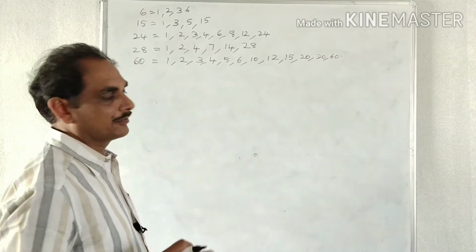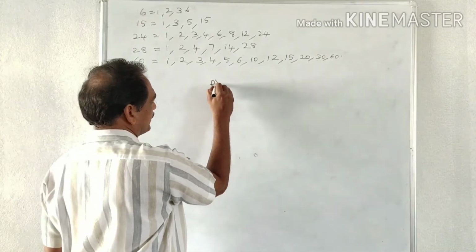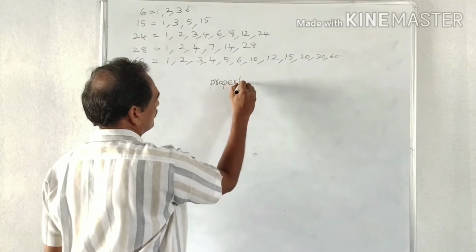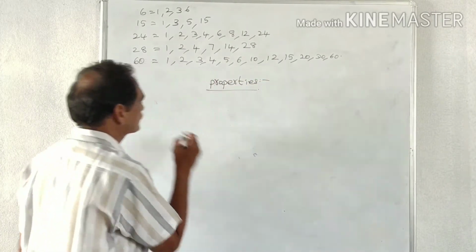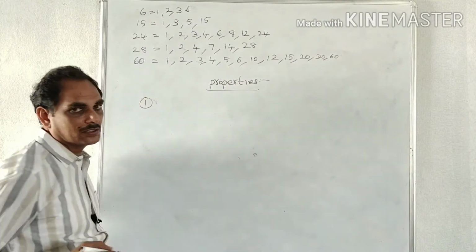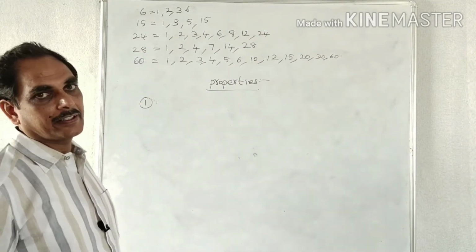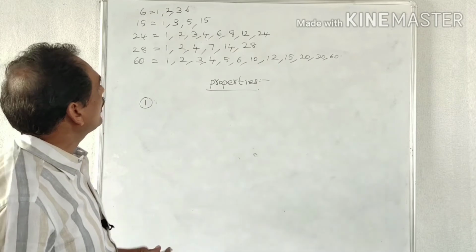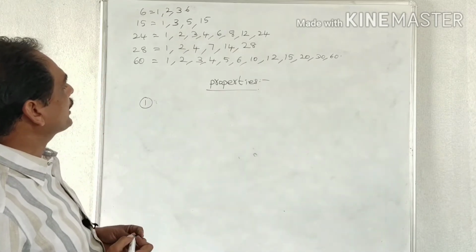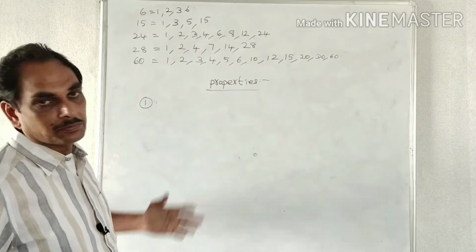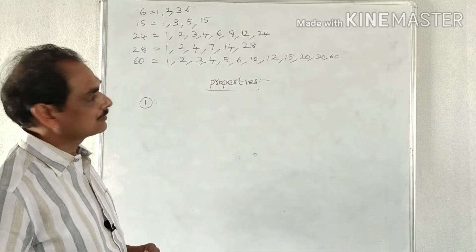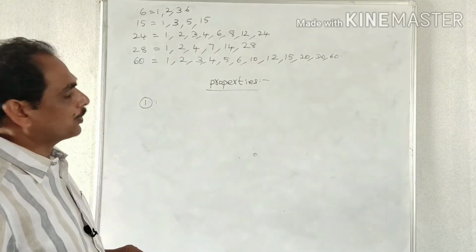Next, properties of factors. Number 1. We already found the factors of 6, 15, 24, 28, 60 in this session. Next, the properties.